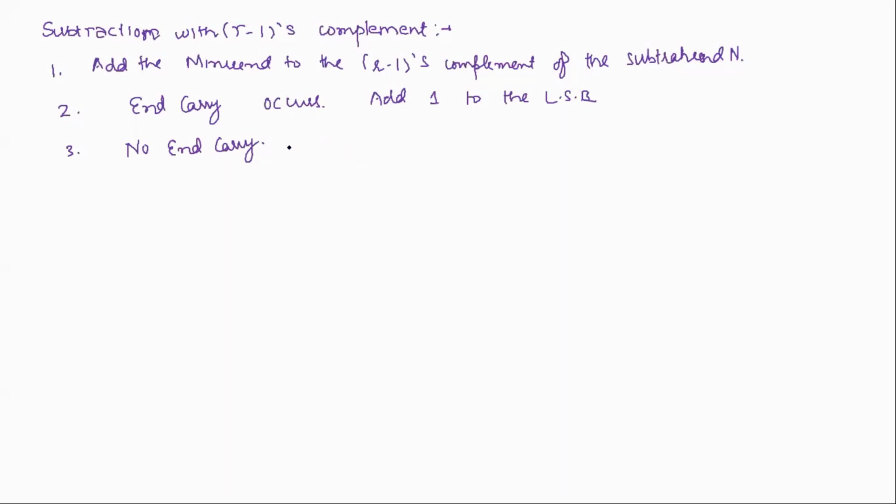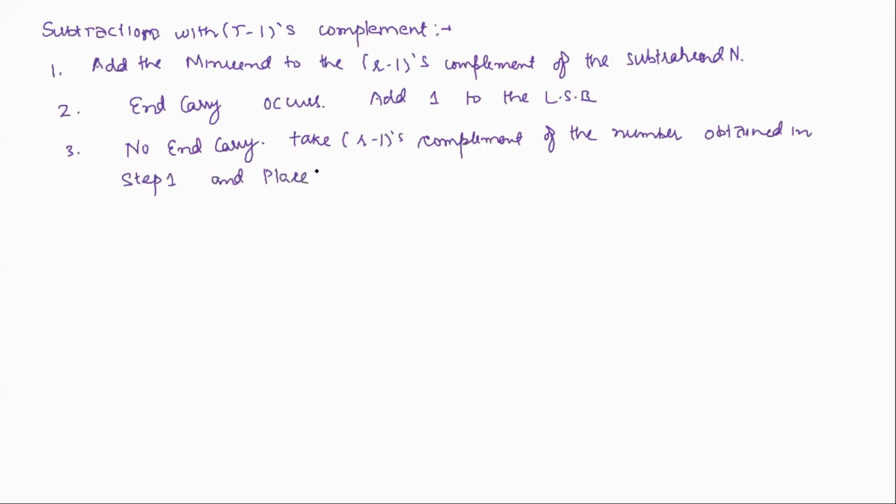You are supposed to take the r minus 1's complement of the number obtained in step 1 and place a negative sign in front. So any of these things you can do.